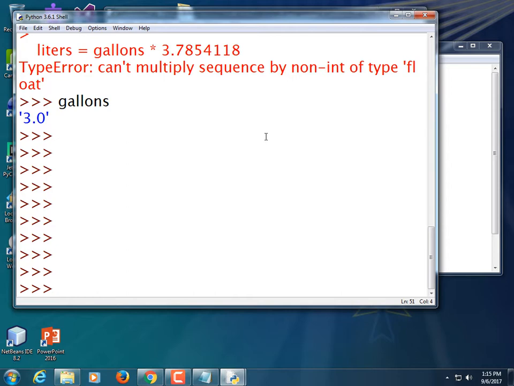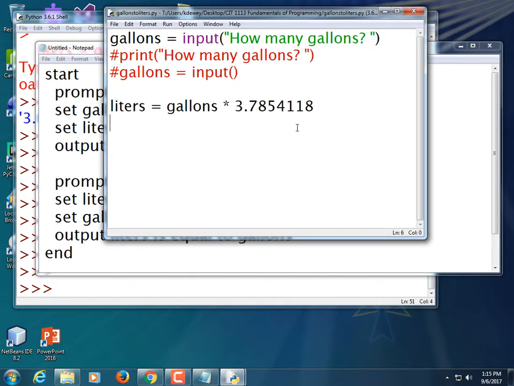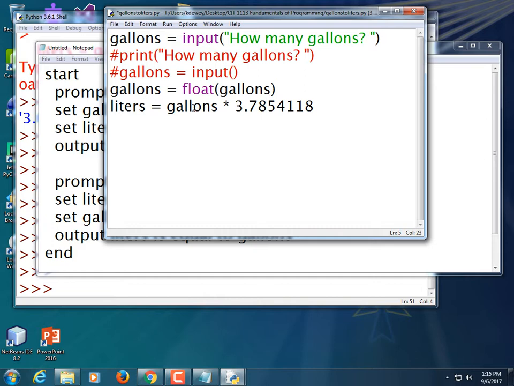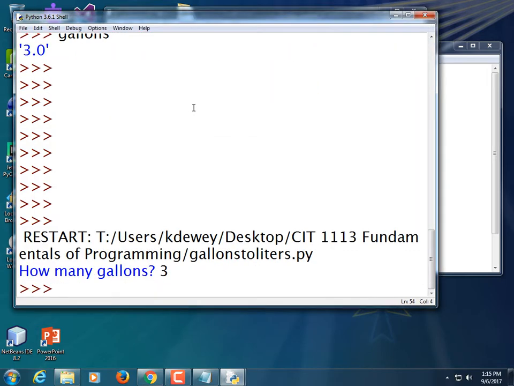Well, we didn't specify what gallons was. In our code, we did not specify anything about what gallons is, so it automatically got it as a string. So what we need to do is convert it to a float now. A couple different ways we could do that. We could say gallons equals float. Now that will convert it for us. Okay? Now when I run this, oh, no more error. Wasn't that handy?